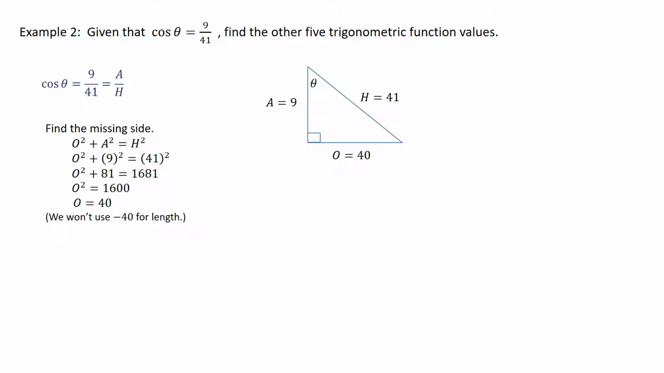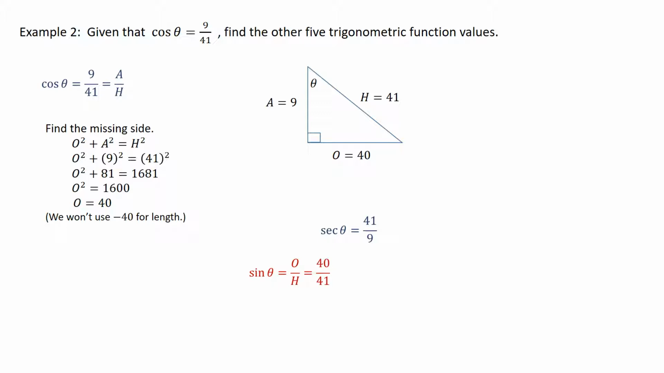So in this triangle, I put my theta in the top corner, so that made the horizontal side the opposite, which is 40, the vertical side the adjacent, which is 9, and the hypotenuse across from the 90-degree angle is 41. Now, because I know cosine theta, I automatically know its reciprocal function, secant theta, which is 41 over 9. So let's find the other 4.